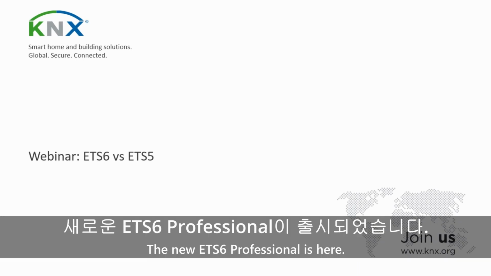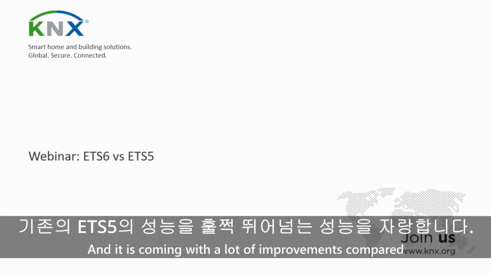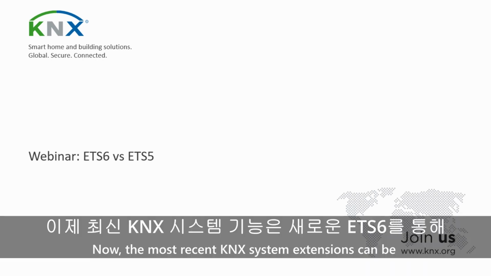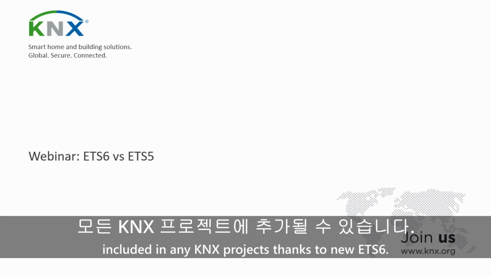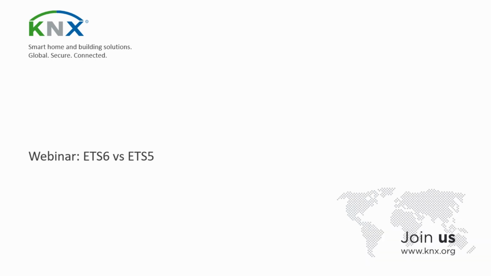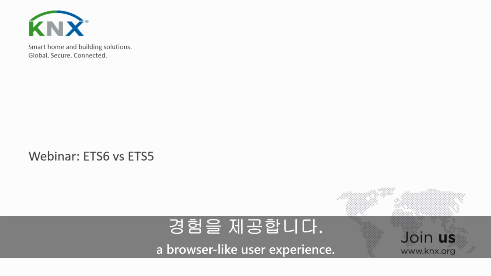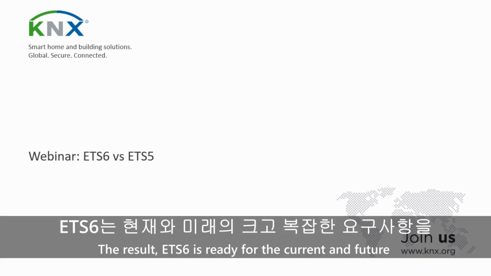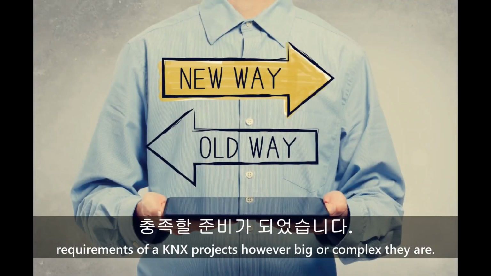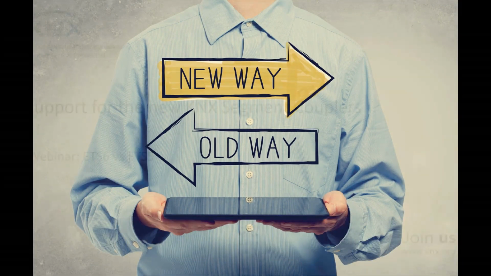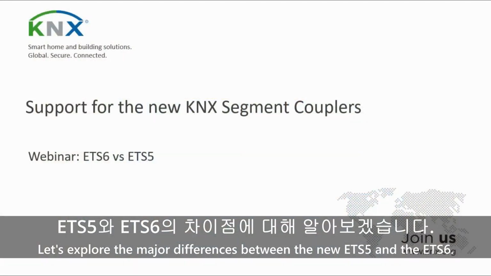The new ETS6 Professional is here, and it is coming with a lot of improvements compared to the well-known and valued ETS5. Now, the most recent KNX system extensions can be included in any KNX project thanks to the new ETS6. The ETS user interface has been improved, introducing a browser-alike user experience. The result: ETS6 is ready for the current and future requirements of KNX projects, however big or complex they are. Let's explore the major differences between ETS5 and ETS6.